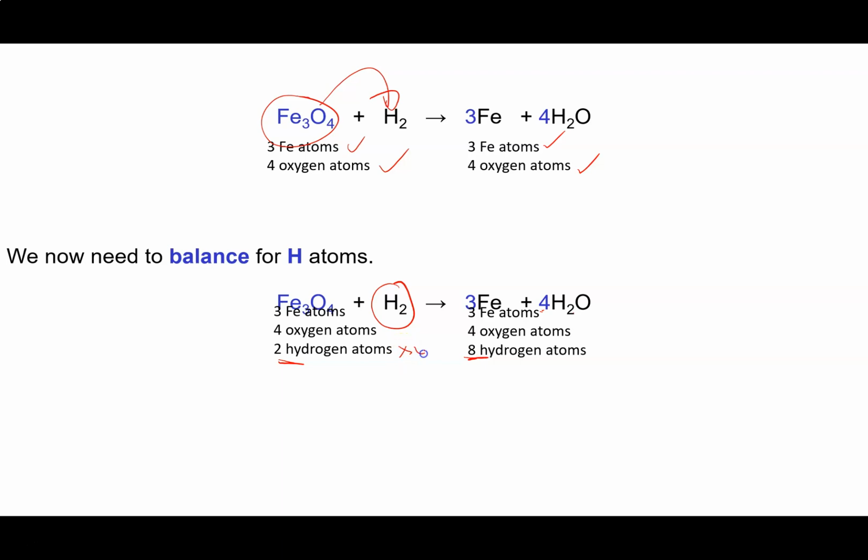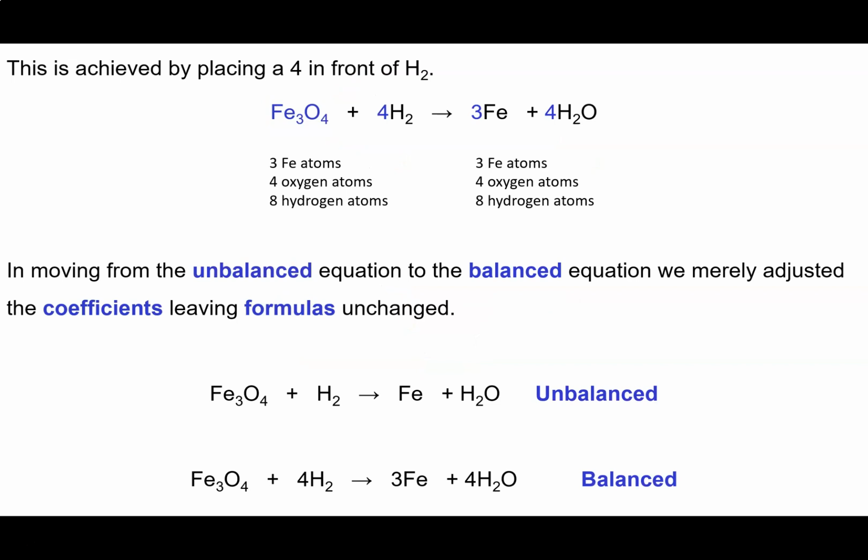So what I'm going to need to do is multiply that guy by 4. So when I do that, it looks like this, right? Fe3O4 plus 4H2 gives 3 Fe and 4 H2O. So if I check everything, I've got 3 irons on the left, 3 irons on the right, 4 oxygens on the left, 4 oxygens on the right, 8 (4 times 2) hydrogens on the left, 4 times 2, 8 hydrogens on the right. So everything is balanced.